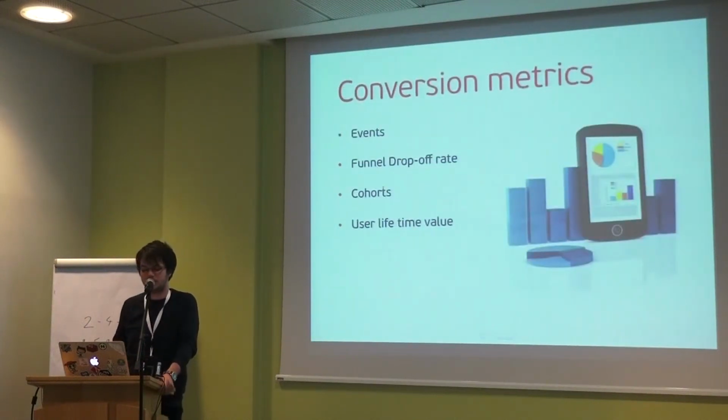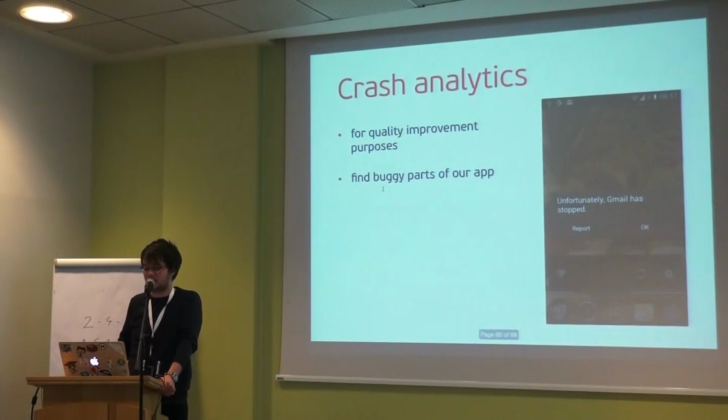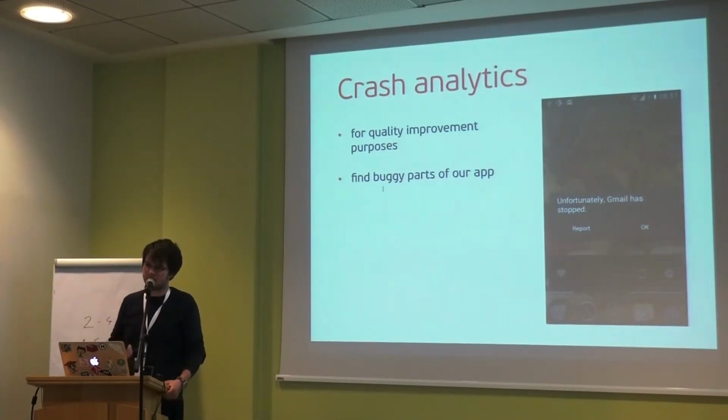Then we have conversion metrics, so we need to track our app events like button clicks, external links, and so on. We have funnel drop-off rate, cohorts, and user lifetime value, because not all the users have the same meaning and value for your application. And in the end, yeah, we have to use crash analytics. You need to use it to enhance the quality of your product. You need to track all those bugs and crashes, and you need to fix them.